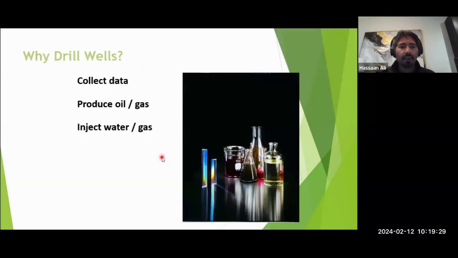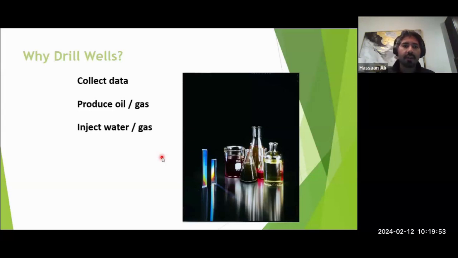So why do we drill wells? There are different types of reasons why we drill wells. Number one is collecting data. These are what we call exploratory wells. We are going to discuss these in the coming slide. Exploratory wells are just to collect data and see whether this reservoir has potential to be drilled in the future. The second reason is obviously to produce oil and gas.